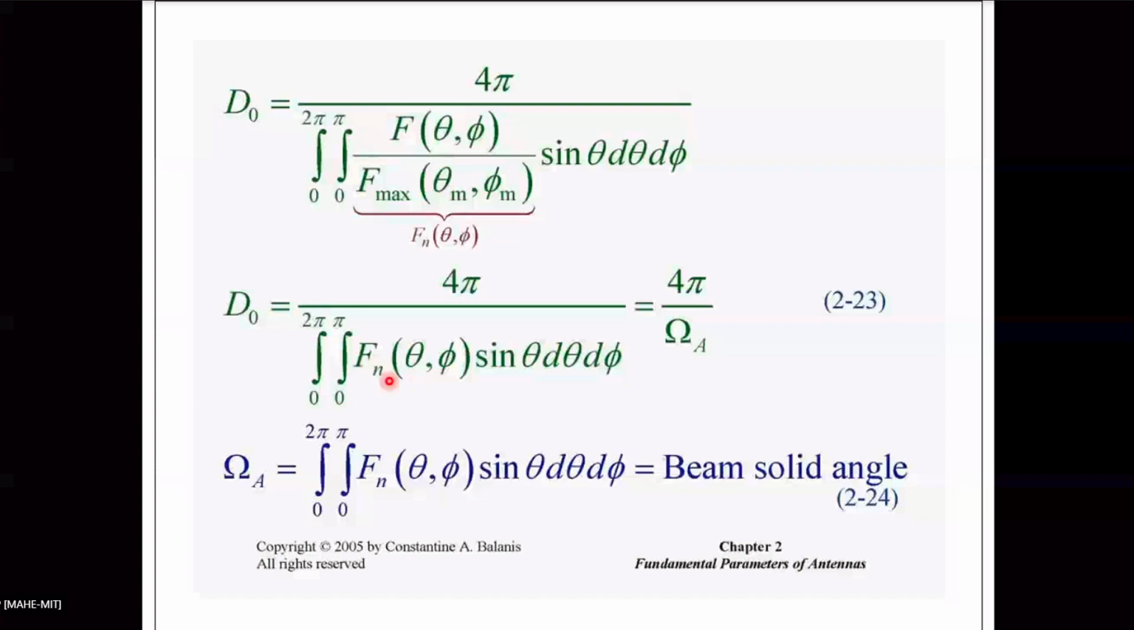So Fn of theta phi sin theta gives omega A. Omega A is called the beam solid angle. D naught is 4 pi by omega A. How do you get omega A? It is the integration of Fn of theta phi d omega, with theta from 0 to pi and phi from 0 to 2 pi. Omega A is called the beam solid angle.